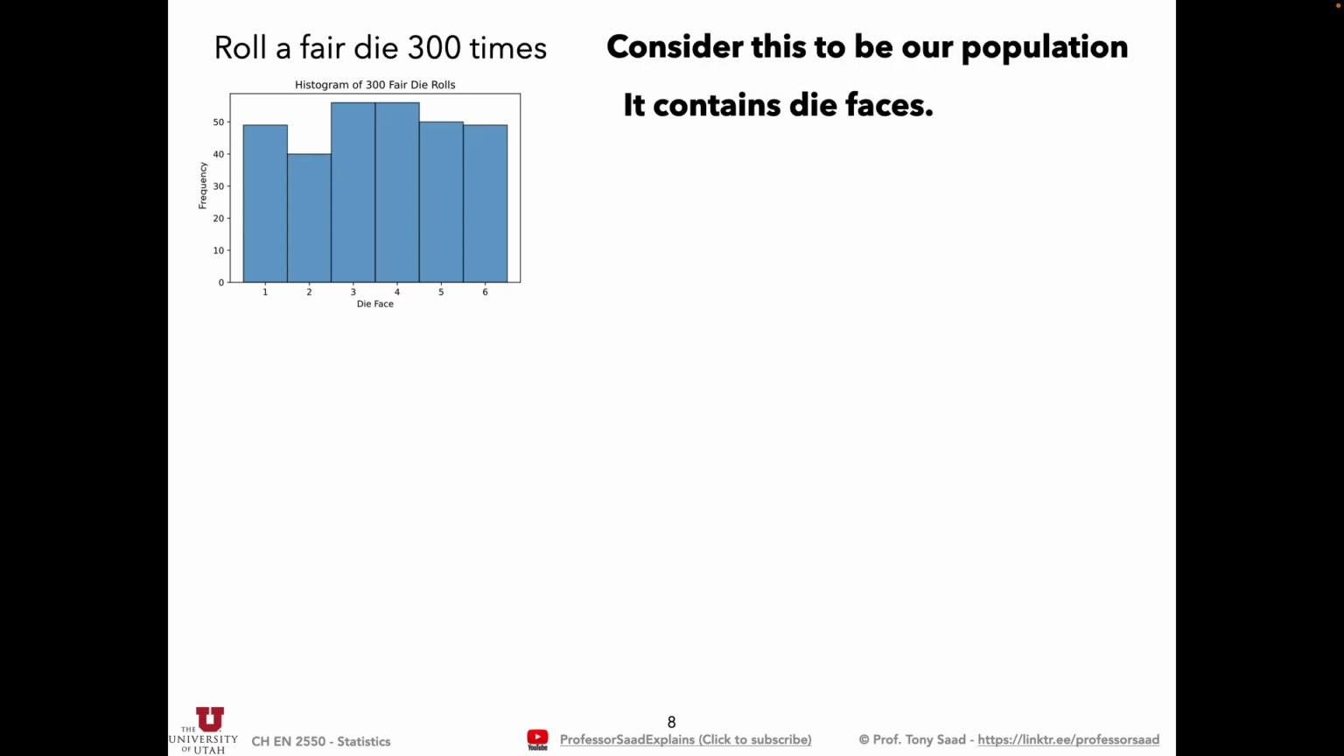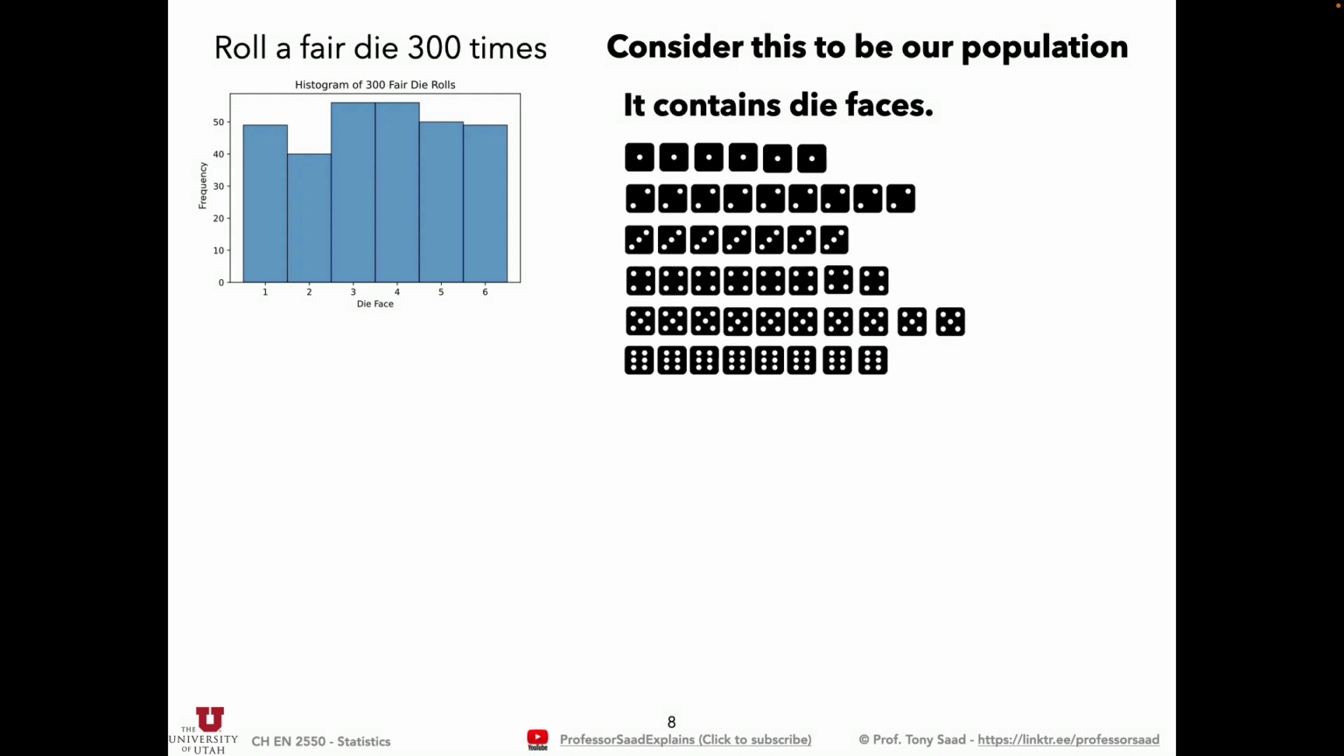All right. Now, this population contains values of the die faces. For example, I'm not going to list 300 of those, but there might be, like I said, 49 of number 1, about 40 of number 2, 50 of number 3, and so on, right? So we agree with this. This is our population. It just contains die faces.